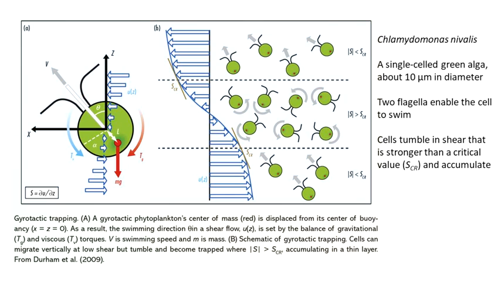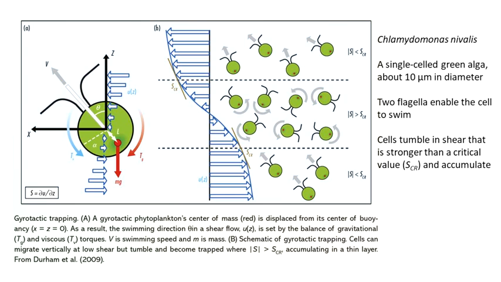So a microlayer is a layer in the ocean that is very thin, and they form for a number of physical reasons. One of the reasons that was put forward in 2009 in a really nice paper in Science by Durham and Co. was called gyrotactic trapping. And I'm going to explain how this gyrotactic trapping occurs.